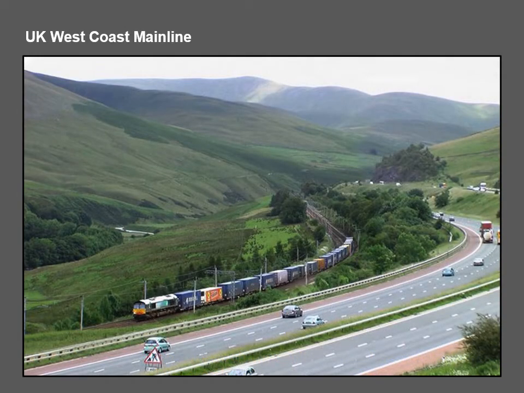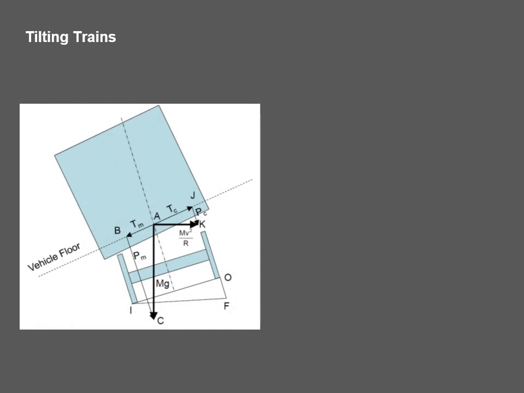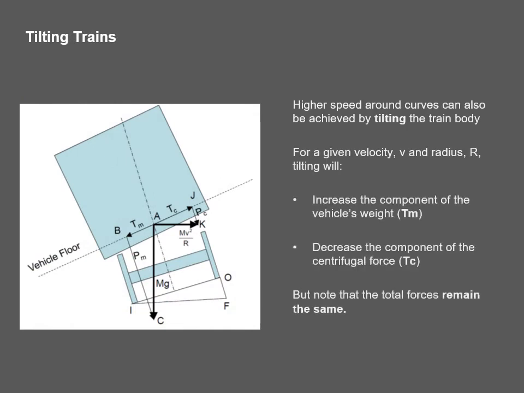So this was the problem with the West Coast Mainline in the UK. The existing alignment was not easily adjusted, and the proximity to other infrastructure would also create serious engineering challenges. Higher speeds around curves can also be achieved by using a tilting train. For a given velocity v and a radius r, tilting will increase the component of the vehicle's weight and decrease the component of the centrifugal force. But note that the total forces remain the same.